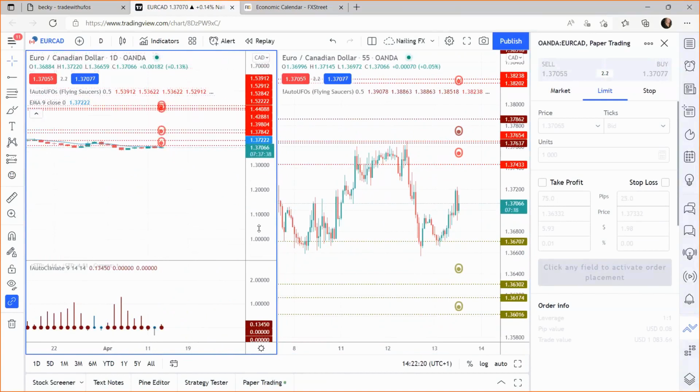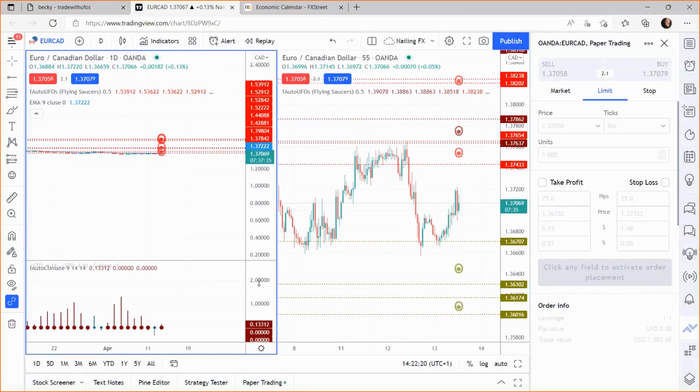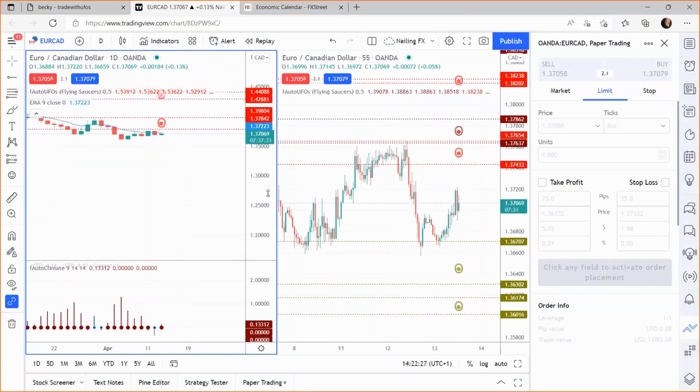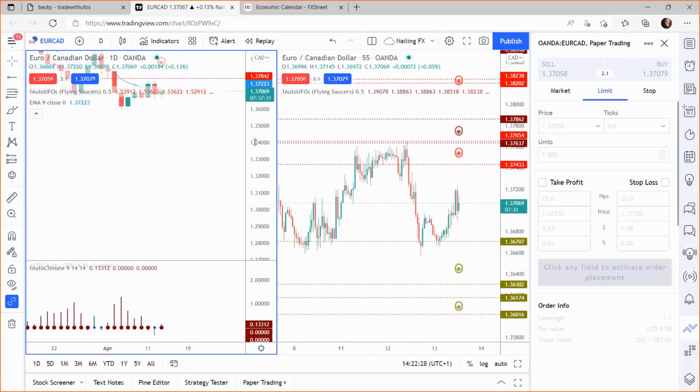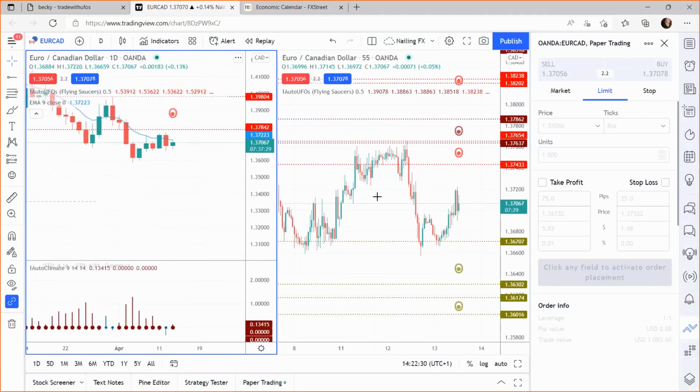I'm just squishing this down here to see where our closest buyers are. It doesn't look like we have any on the Euro Canadian, which is interesting. Okay, so we have thick red dot, probability down. We have our EMA at 1.3722. That's where we're likely to find sellers in this context of a market.